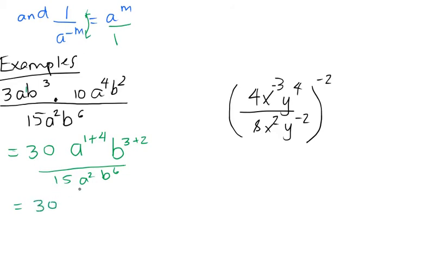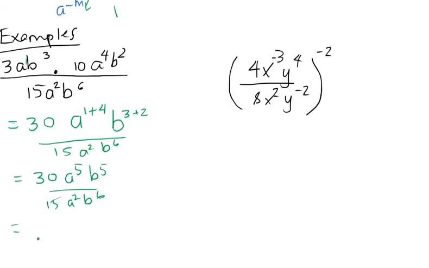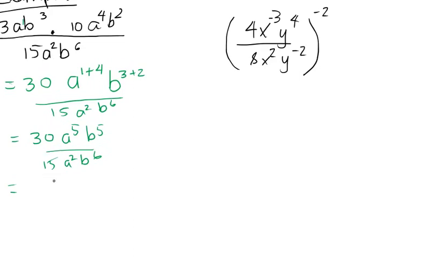Now, 30. A to the power of 1 plus 4 is a to the power of 5. And b to the power of 3 plus 2 is b to the 5. That is divided by 15 a squared b to the 6. So here we have 30 divided by 15, which is 2. A to the power of 5 divided by a to the power of 2, so a to the power of 5 minus 2. Same for b to the 5 divided by b to the 6, so b to the 5 minus 6. 2, a to the 3, b to the negative 1.